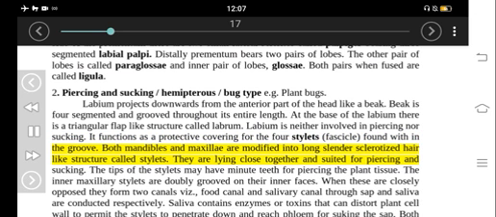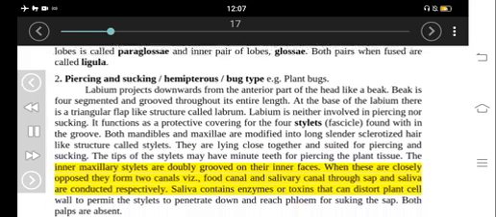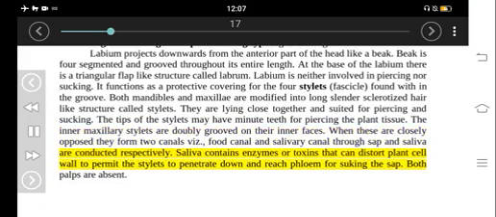Both mandibles and maxillae are modified into long, slender, sclerotized hair-like structures called stylets. They lie close together and are suited for piercing and sucking. The tips of the stylets may have minute teeth for piercing the plant tissue. The inner maxillary stylets are doubly grooved on their inner faces. When these are closely opposed they form 2 canals, viz. food canal and salivary canal, through which sap and saliva are conducted respectively. Saliva contains enzymes or toxins that can disrupt plant cell walls to permit the stylets to penetrate down and reach phloem for sucking the sap. Both palps are absent.